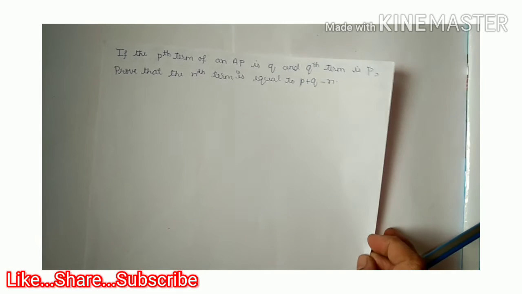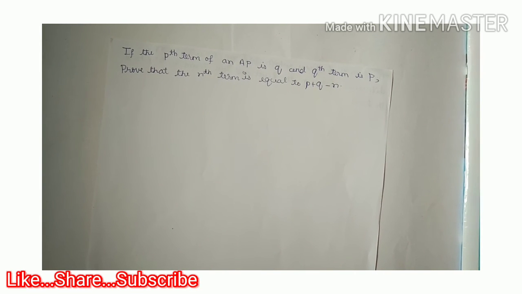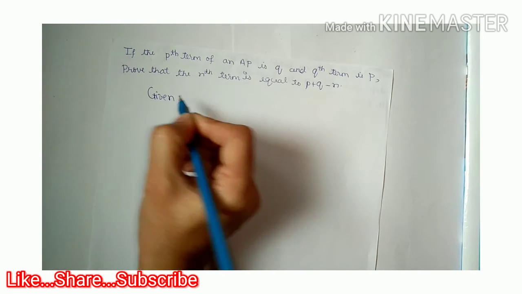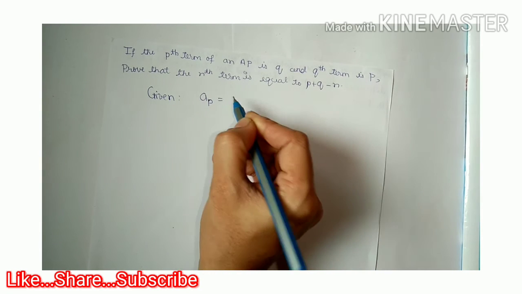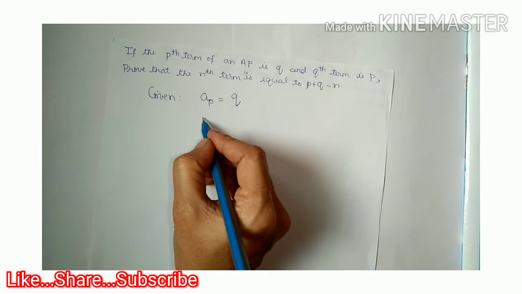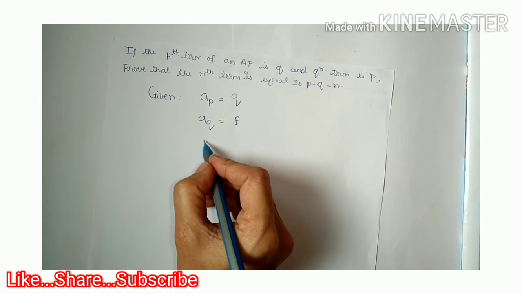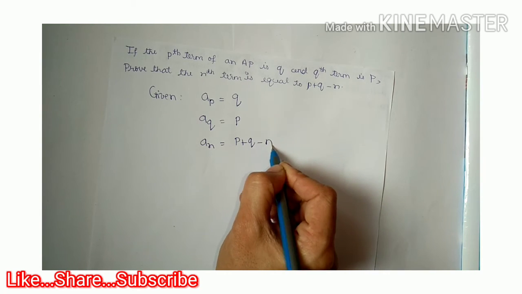Let us move to the next example. If the pth term of an AP is q and the qth term is p, prove that the nth term is equal to p plus q minus n. Here given, the pth term of an AP is equal to q, the qth term is p. We need to prove the nth term is p plus q minus n.